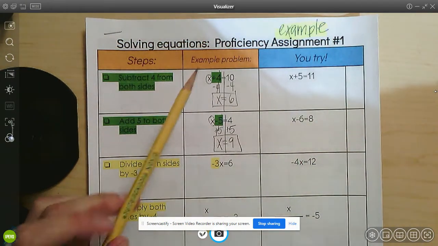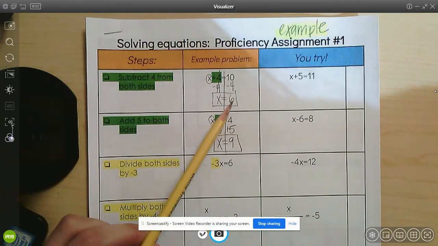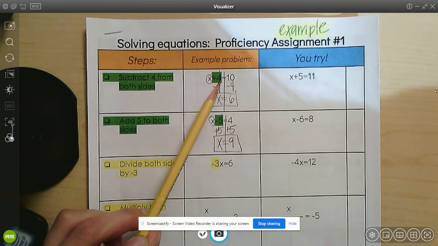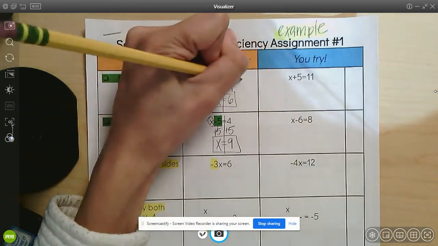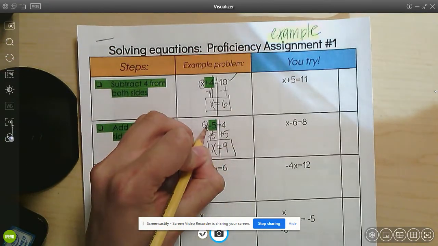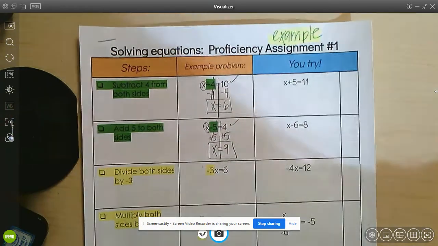Also, just to go back to the first problem, if we're saying that x is 6, we can also check our work. Because if I were to replace x with the number 6, 6 plus 4 equals 10, so I know that's right. And then if I were to replace x with 9, 9 minus 5 is equal to 4, so I know that's right.